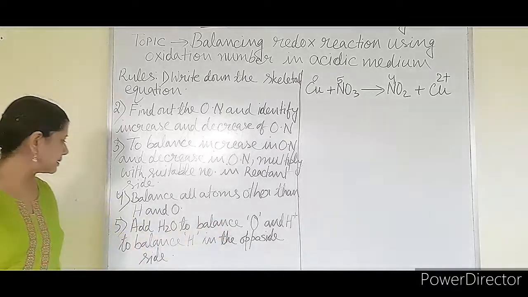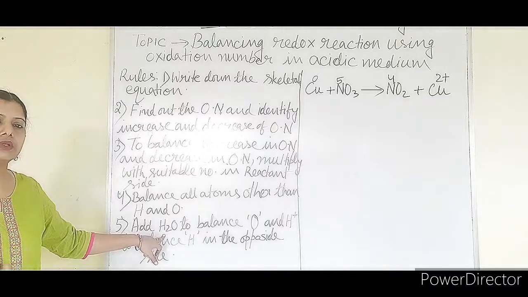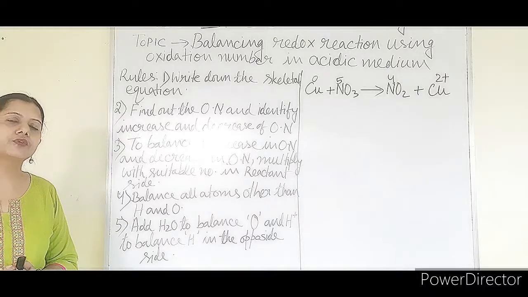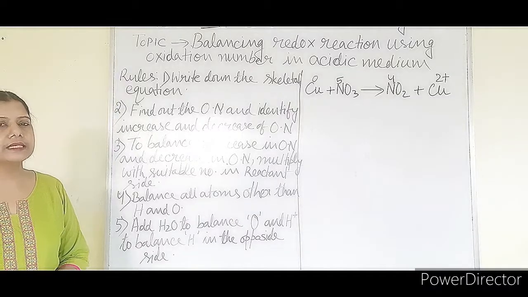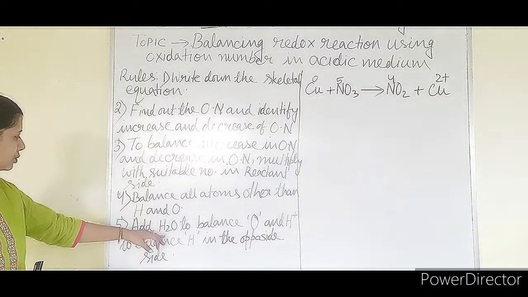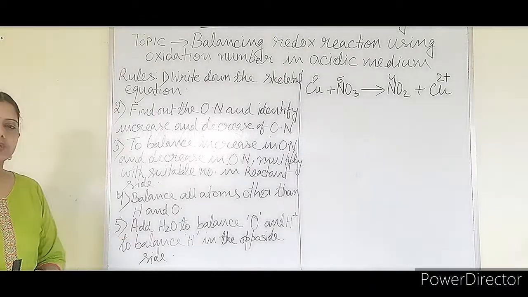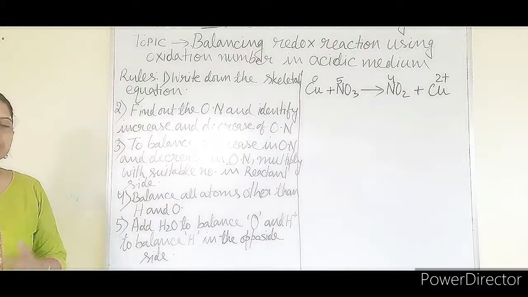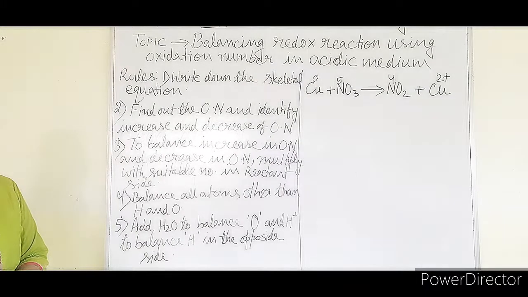For balancing oxygen, you have to add water molecules. Which side do you add water molecules? The side which is deficient of oxygen. While balancing oxygen, whichever side, reactant or product, is deficient of oxygen, in that side you add water molecules. Now to balance hydrogen, you add H positive ions to the deficient side. Whether in the reactant side or product side there is a deficiency of hydrogen, on the opposite side you add H positive ions.